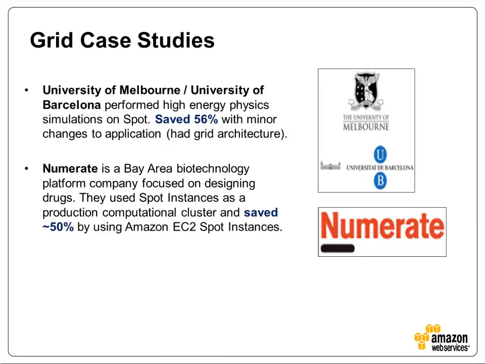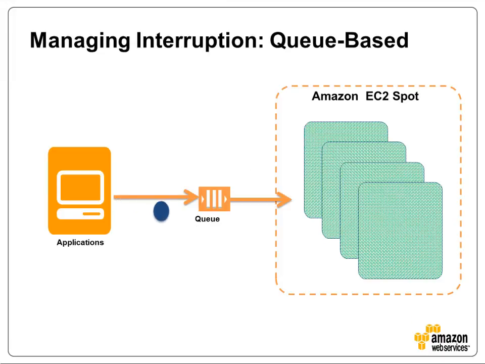Example customers that have used grid-based architectures are University of Barcelona, University of Melbourne, and Numerit. All of these organizations had grid-based architectures, and they just changed their logic to resubmit a bid if they needed more instances, or if any of them went away for any reason.